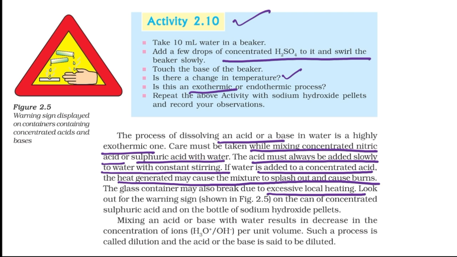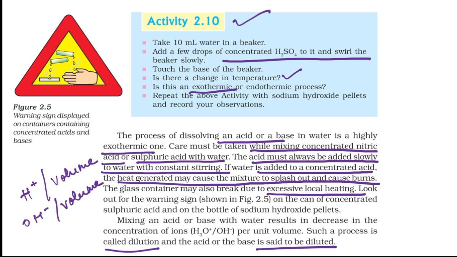Now, what happens when acid or base is mixed with water? When acid or base is mixed with water, the volume of the solution increases, as a result of which the concentration of H+ ions per unit volume will decrease and the concentration of OH- ions per unit volume will also decrease. Such a process is called dilution and the acid or base is said to be diluted.